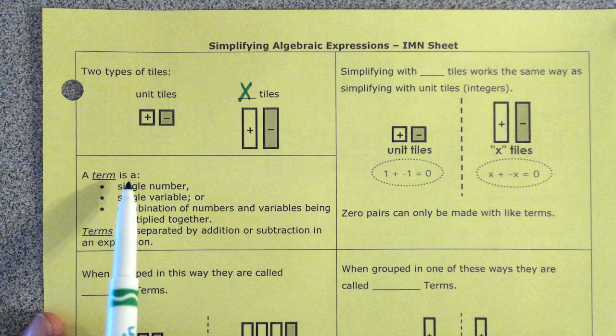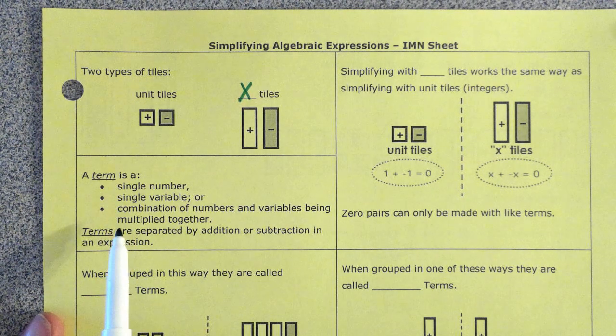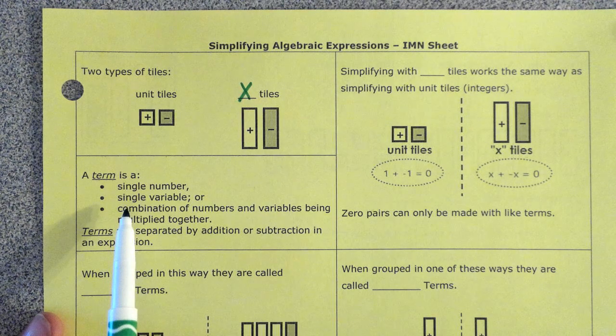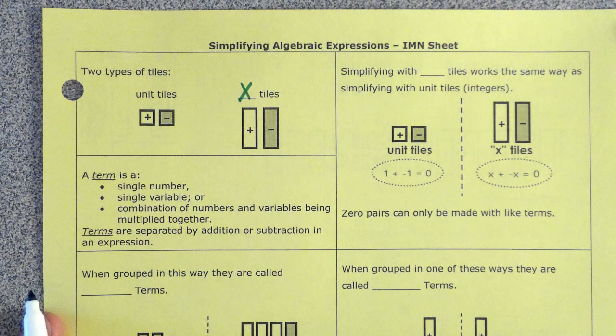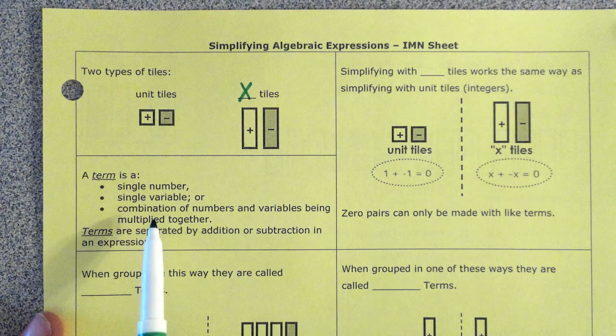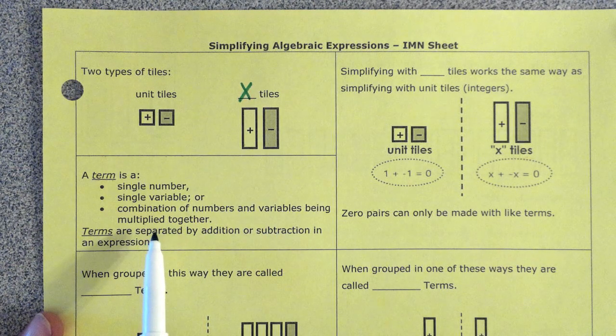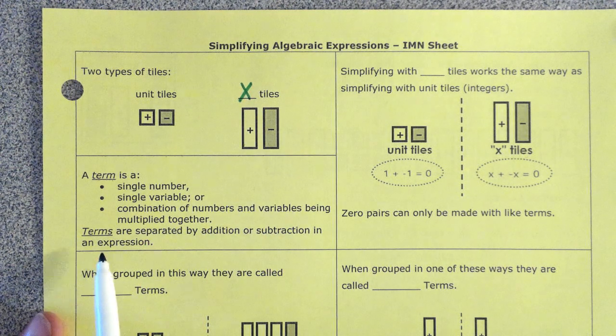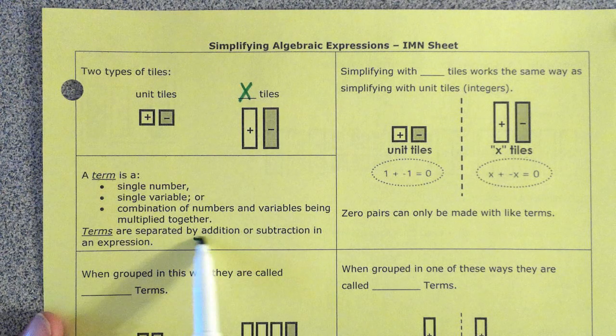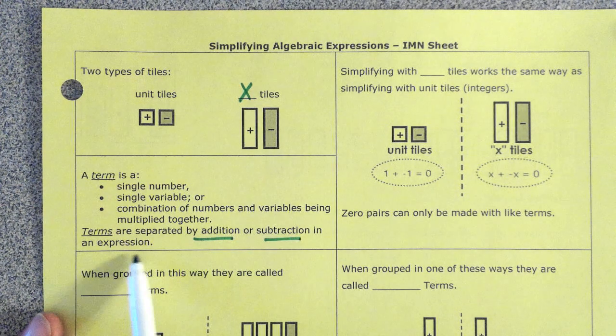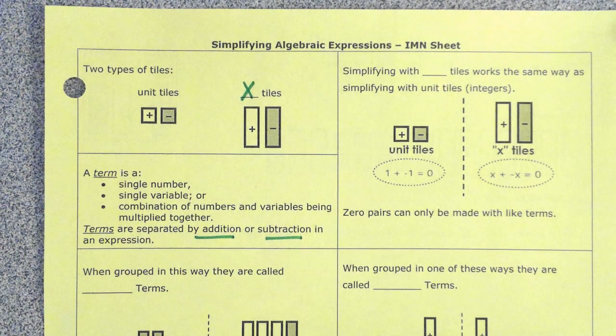Now, a term is either a single number, like 3 or 5 or 7, 48, a single variable like x or y or r or any other letter we're using, or a combination of numbers and variables being multiplied together. Terms are separated by addition or subtraction in an expression, and I'll show you some examples of that on the back.